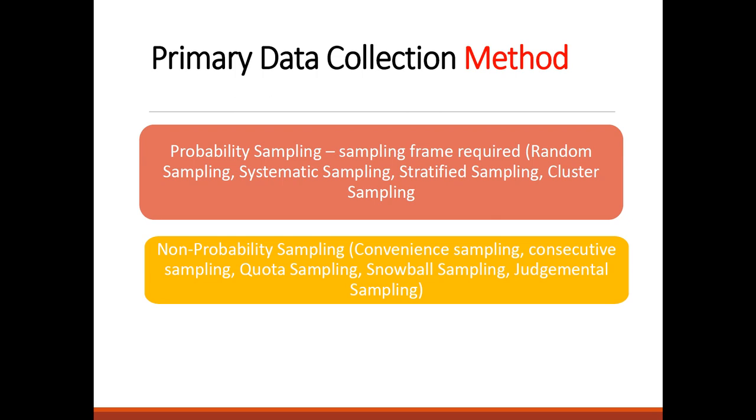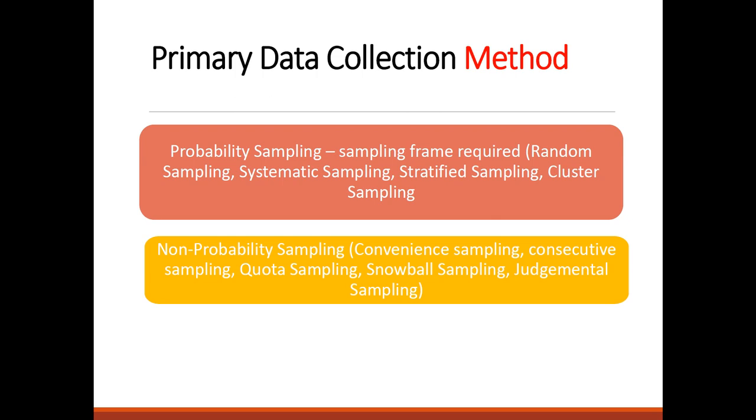Okay, so there are two types of data collection methods. First, you go for probability sampling. Second, you go for non-probability sampling. These words are a bit statistical, probability sampling and non-probability sampling. So what does it mean by probability? It means that everybody in your population has the same chance of being selected. That's why it's called probability. Everybody has the same probability to be selected in your research.